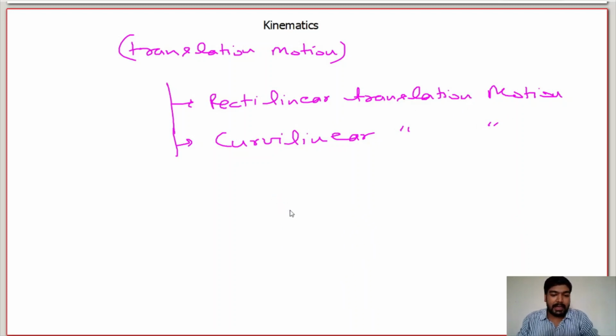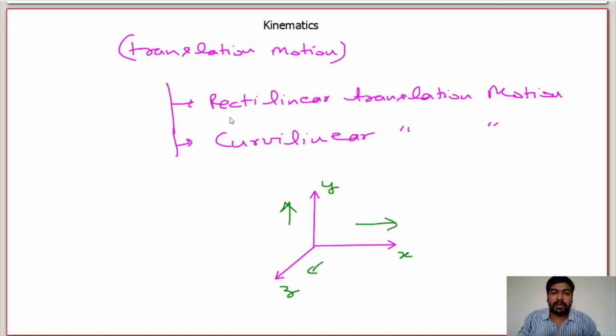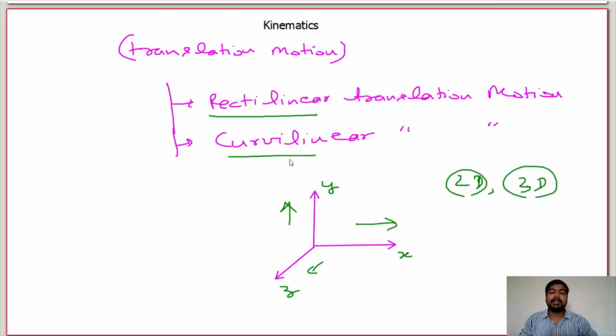That motion can be in y, can be in x, can be in z. Let me repeat. That motion, 1D motion, can be in x, y, or z. Motion can be in any direction. Single direction motion is known as rectilinear. What is curvilinear? Curvilinear is a motion of a body in 2 dimensions or 3 dimensions, or we can say it's a combination of rectilinear motions. So let's proceed with our first, rectilinear motion.